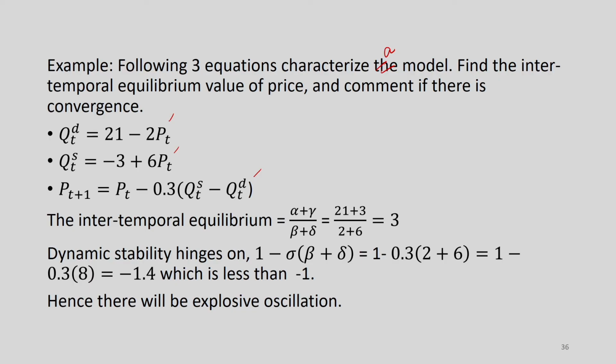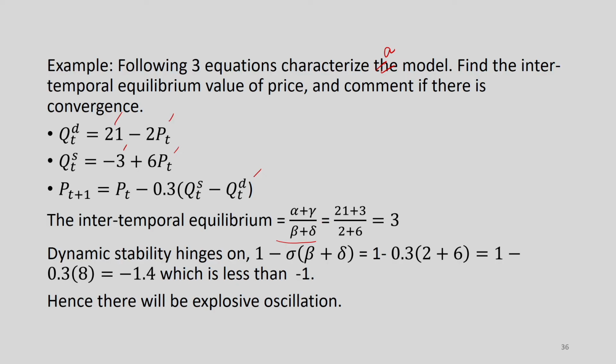We have to first find the intertemporal equilibrium value of price. Now, that is given by this formula, right? P star is equal to alpha plus gamma divided by beta plus delta. So, I just pick up the values from here and put it here, and if I do so, I will get 3. Okay. Alpha is 21, gamma is 3, and beta is equal to 2 and delta is equal to 6. I put all of them here and I get 3. 21 plus 3 is 24 divided by 2 plus 6, that is 8. 24 divided by 8 is 3.